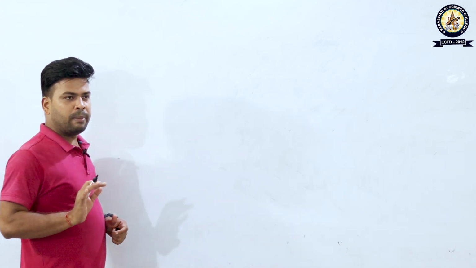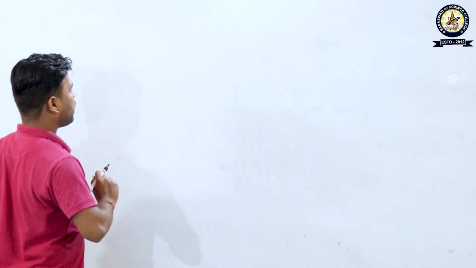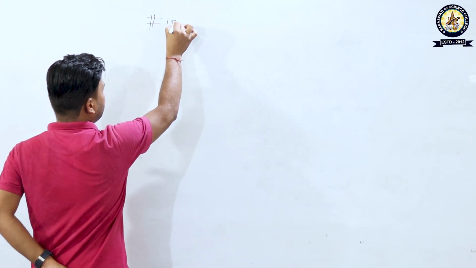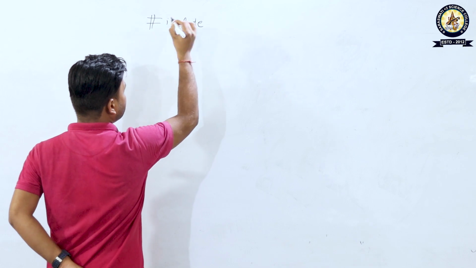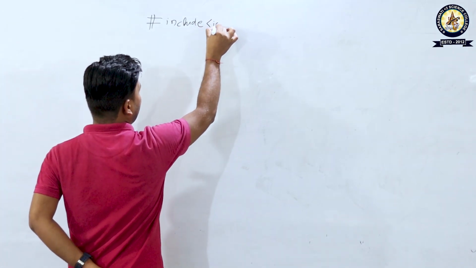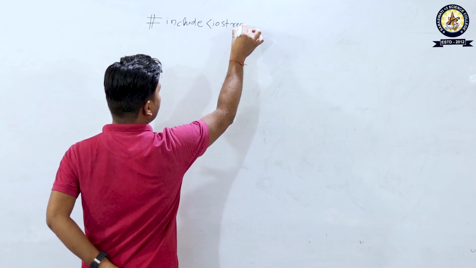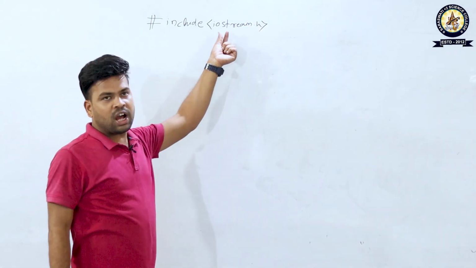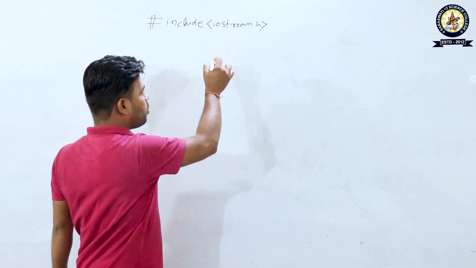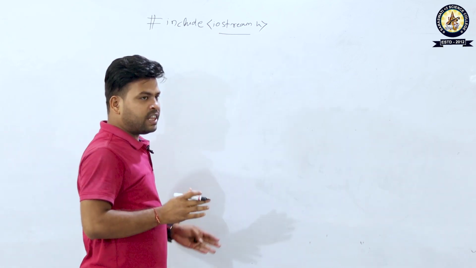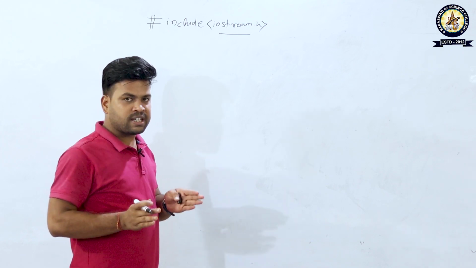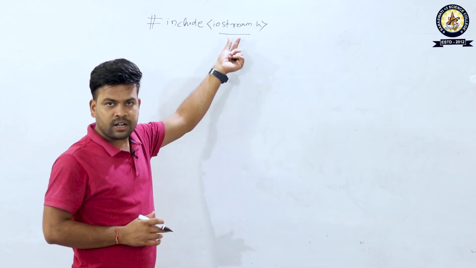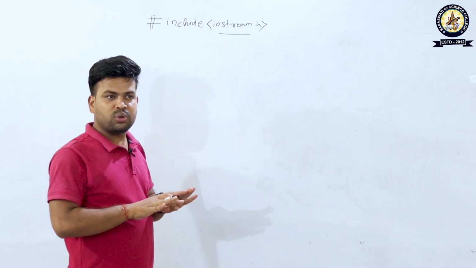First, you have to declare a header file. So you have to write #include <iostream.h>. iostream means input output stream, and .h is the extension. This is your header file. There are many functions present in this header file. If I do not declare this header file, then those functions will not work.